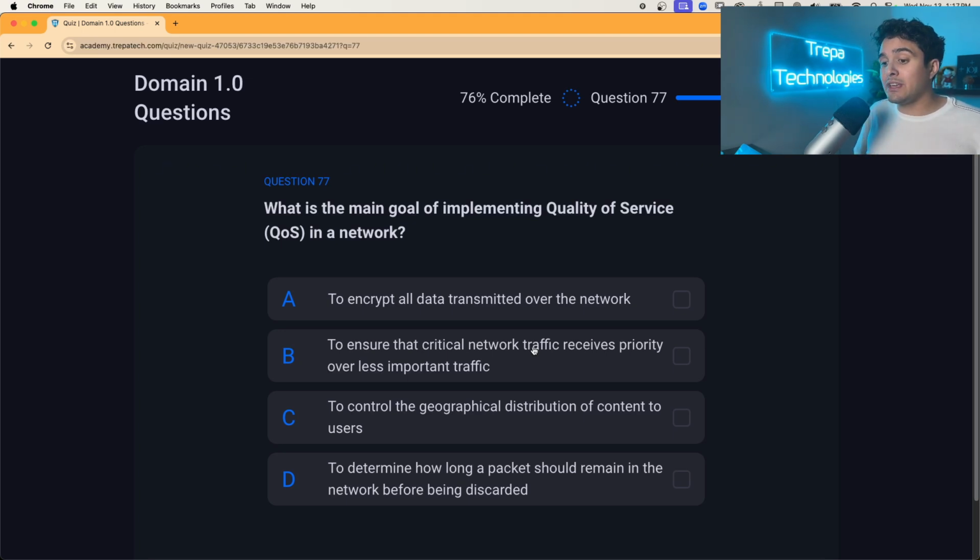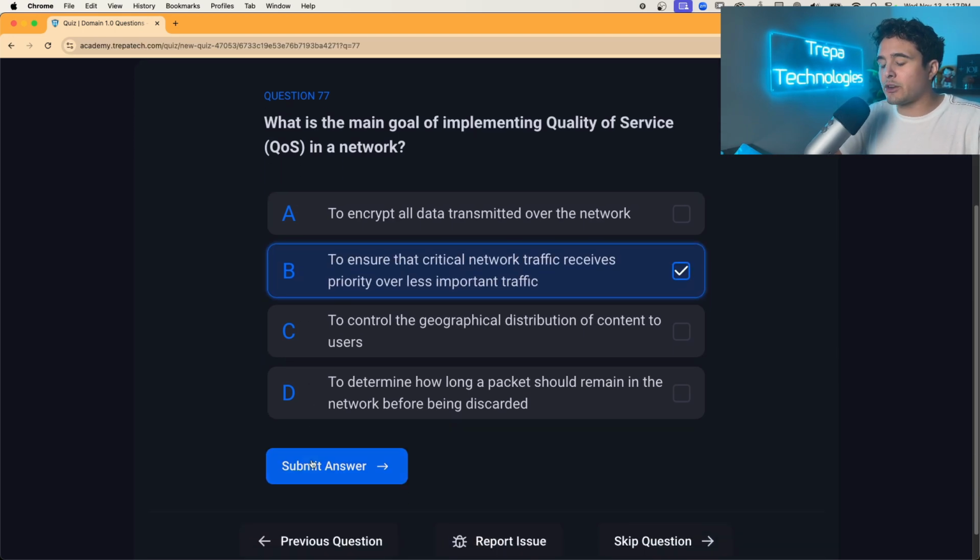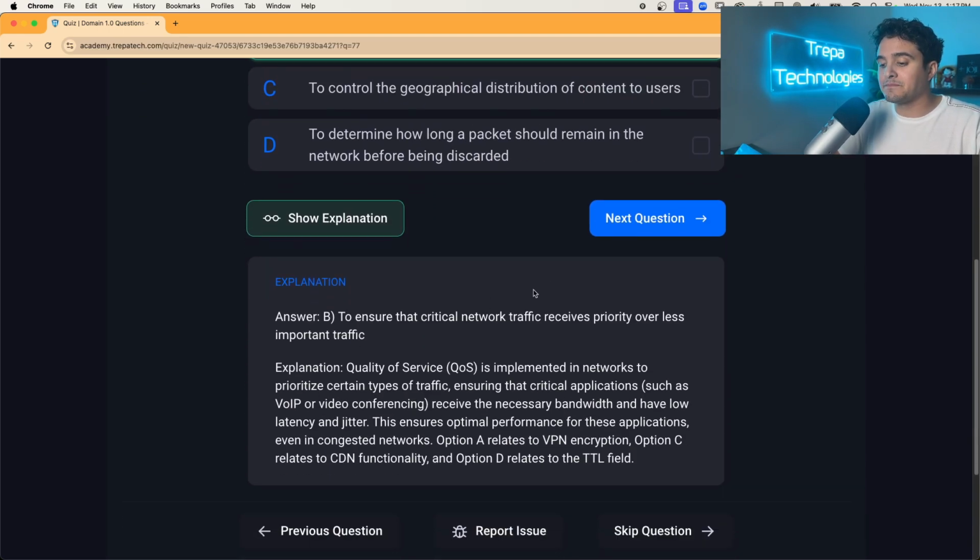Moral of the story, though, is when we implement QoS, it's to prevent that congestion. It's to prevent critical network traffic from dropping or getting discarded from that outbound router, our demarcation point. So we're going to go with B, to ensure that critical network traffic receives priority over less important traffic. Go ahead and pause the video if you'd like to read the explanation.